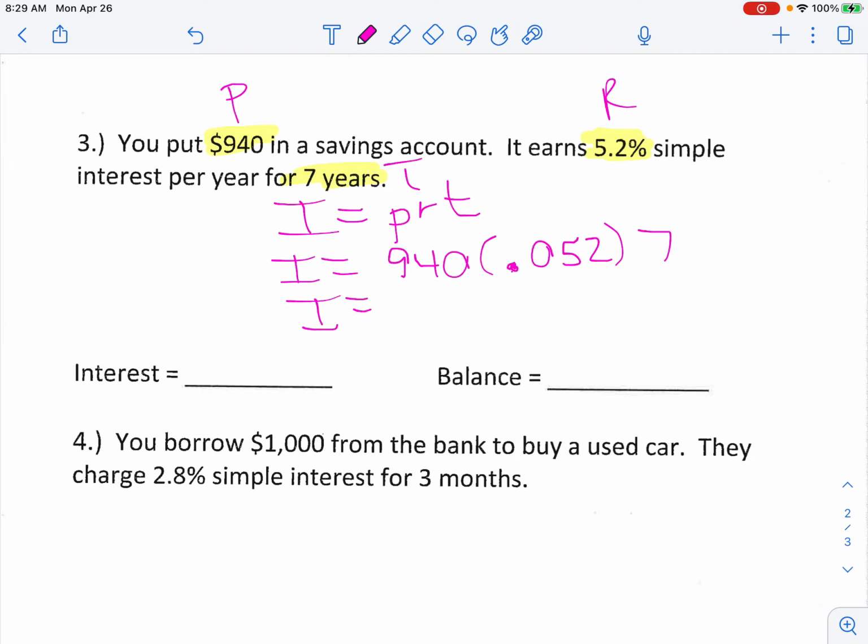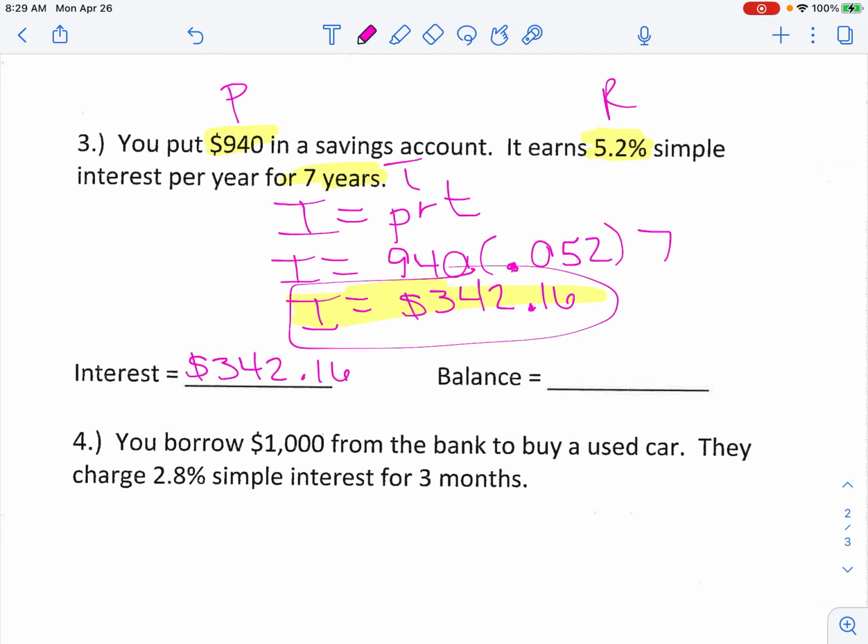So we're going to go to our calculator, multiply all of that. We're going to label this with a $ sign because we're talking about money, and that says $342.16. That's the interest that you've earned on your savings account. So the interest is $342.16, and the balance is going to be your $940 deposit plus the $342.16 in interest that you've earned.